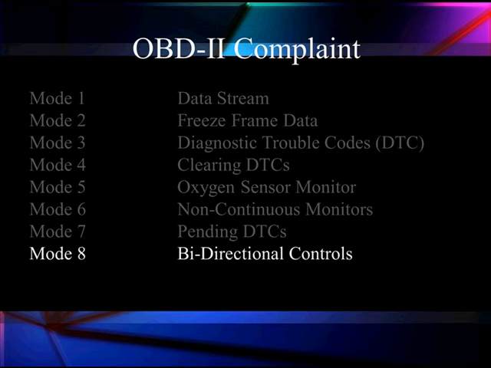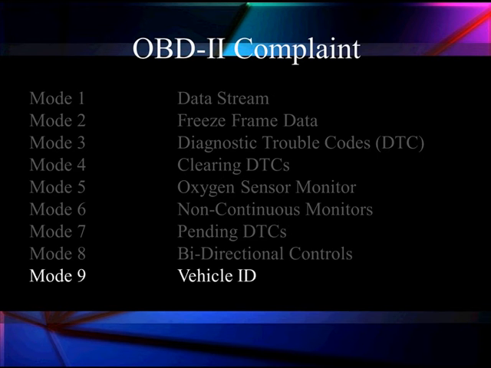And bidirectional controls let us do things like check the evap system in the service bay for a 0.040 leak. We're going to talk a lot about bidirectional controls and the things we can do because they'll be important diagnostic tools. Mode 9 is vehicle ID. This is what we'll use if we need to look up a TSB. And when we talk about TSBs, there's an index in the back of the book of some of the most popular TSBs to help you identify some things.